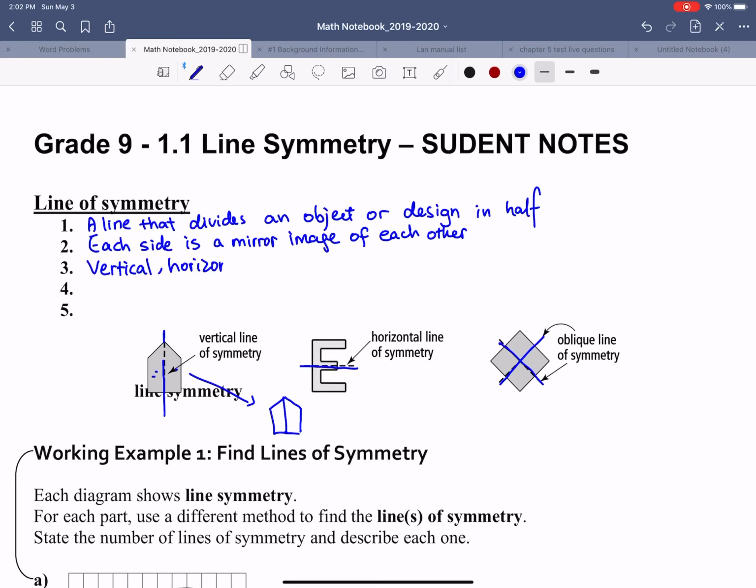So basically you can have a vertical line of symmetry and a horizontal line of symmetry like this one here, and you can have an oblique line of symmetry. Okay, so one shape can have a lot of different kinds of line of symmetry. Okay, and it's also called, aka, line of reflection.